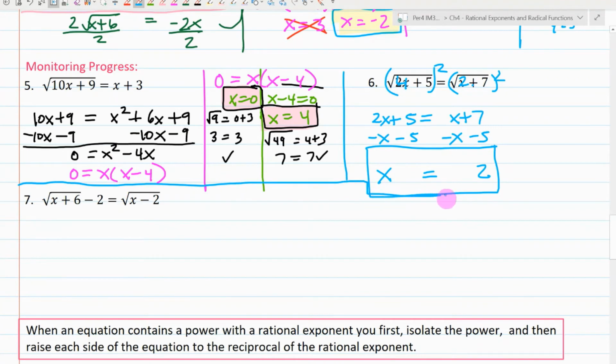A lot of times people get to this problem and they get stuck here and they start trying to make it equal to 0. You don't need to do that unless you have an x squared. All right, for this one, we're going to square both sides.